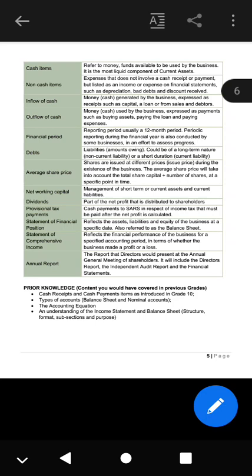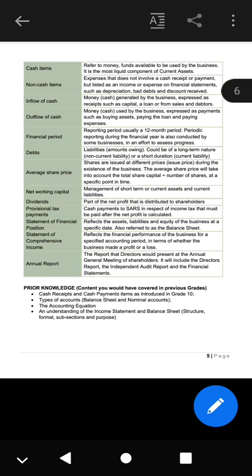We also have the inflow of cash. Okay, inflow simply means money or cash generated by the business or money coming in, expressed as receipts such as capital, a loan that has been taken from the bank, or from sales and debtors, all money that is being received. Okay, we call that inflow of cash. Outflow of cash, that is money going out, money or cash used by the business expressed as payments such as buying assets, paying the loan, and paying expenses. Those are outflows of cash.